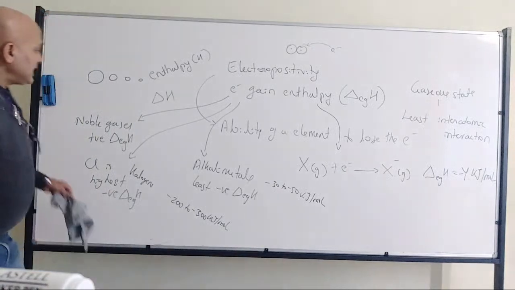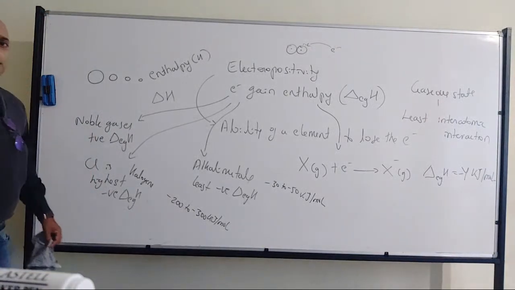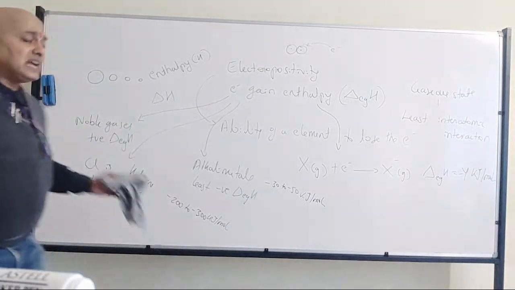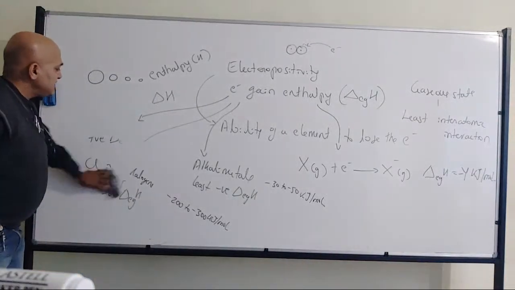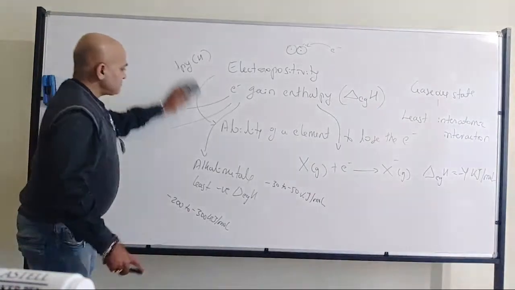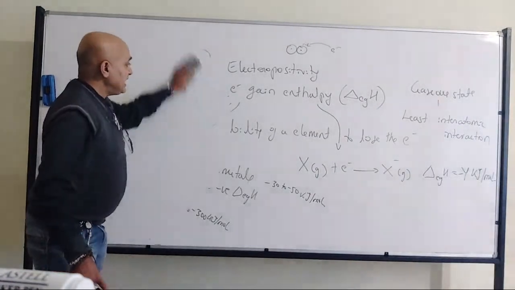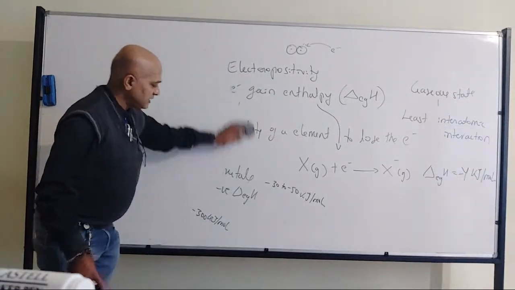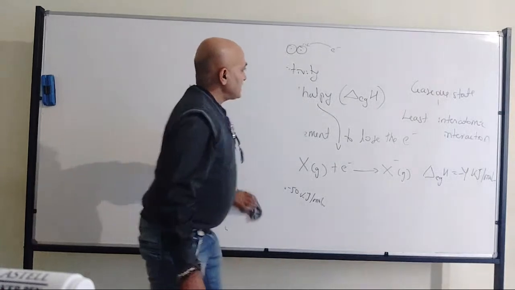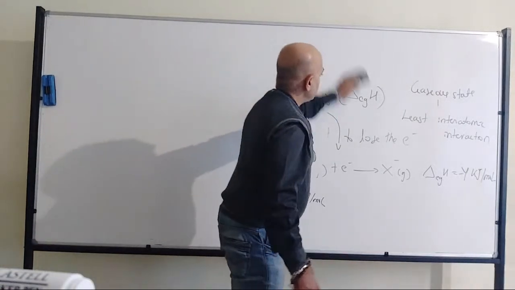So why are noble gases the only elements which have positive value? Because of the completely filled outermost energy level or completely filled shells. There are no empty orbitals in the case of the inert gas. So therefore they are very poor acceptors of the electron. All of you have understood?